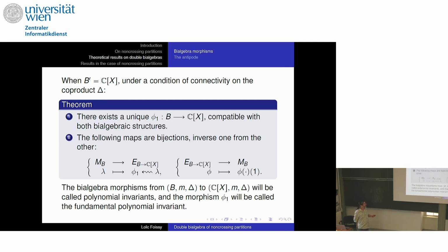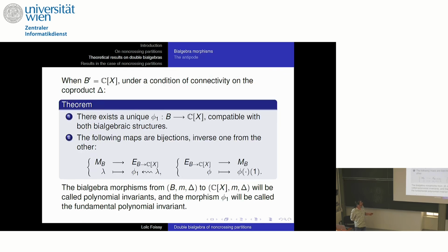So this element here will be called polynomial invariants, and this one, which is quite special, will be called the fundamental polynomial invariant. So this is the set of bialgebra morphisms from B to C[X] for the first coproduct, only the first coproduct. For the second coproduct, there is only one, so you don't need a notation of set for this.